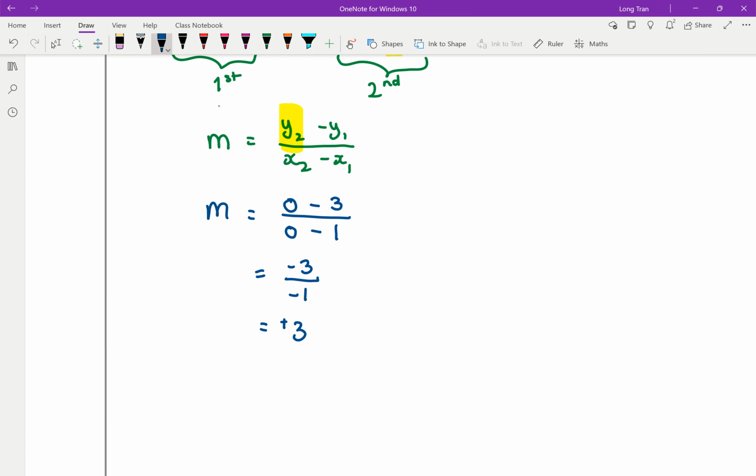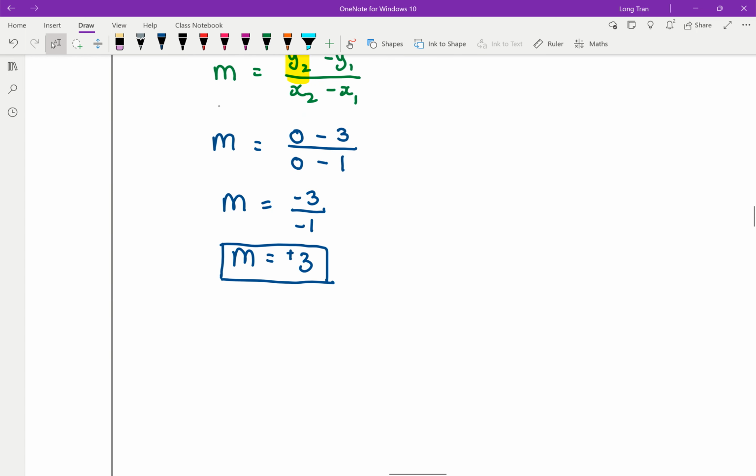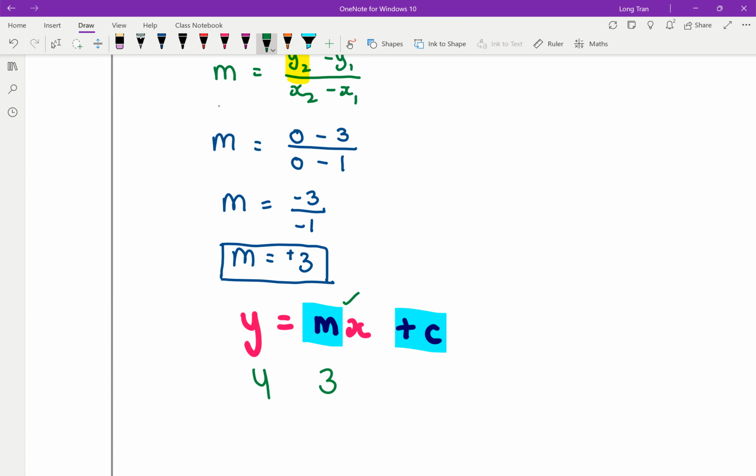So what we figured out is that m is equivalent to 3. That means in the equation I gave you before, remember how I said that this straight line is y equals mx plus c. There are only 2 parameters that you need to know, m and c, and you've just done the first step and you found m to be 3. That means your equation at the moment is y equals 3x plus c.